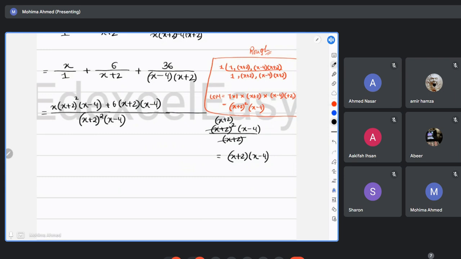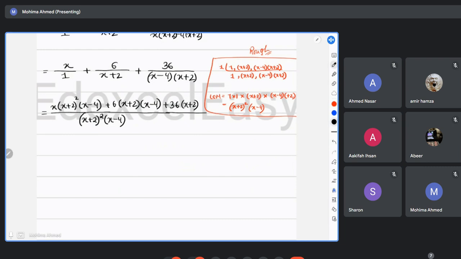And then again, I'm going to divide this entire thing with your third fraction's denominator, which was x plus 2 and x minus 4. So x plus 2 and x minus 4 cancels out, but you're still left with x plus 2, like 1 x plus 2 still left over, because in the numerator you had x plus 2 whole square. So at the end, you're going to get plus 36 multiplied with x plus 2. So just cancel each other out, erase this.